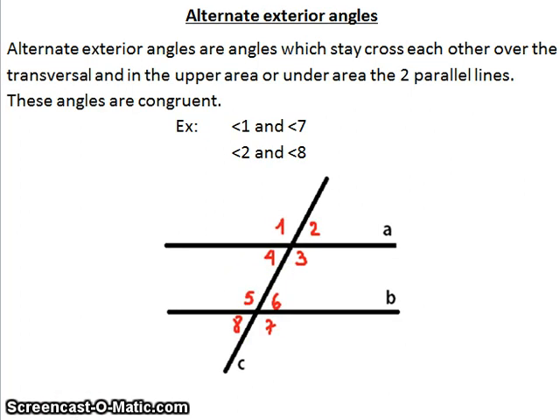Fifth one is alternate exterior angles. Now this is basically similar to the alternate interior angles, except for one thing, which is that these angles will stay in the upper area or under area of the two parallel lines, and they are also congruent. Example for angle 1 and angle 7. As you can see, they stay in the outer area of the two parallel lines, and also they stay across from each other through the transversal. And therefore they are congruent.